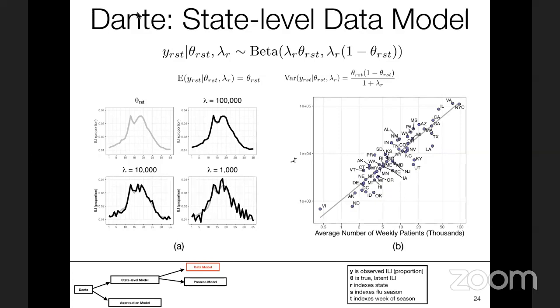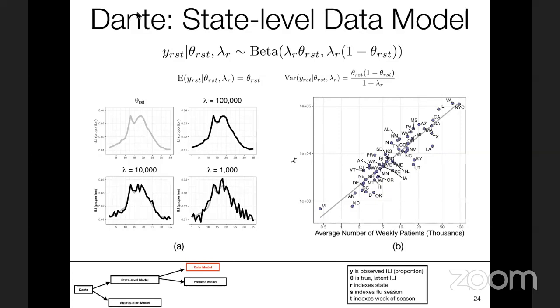Okay. So for Dante's state-level data model, the main thing this is trying to capture is that heterogeneous volatility, right? The really jagged Montanas versus the much smoother Virginias. The way that Dante does that is with this state-specific parameter, lambda R. R is indexing state. And that parameter basically governs the variance of the data model. You see it shows up in the denominator of that variance term.